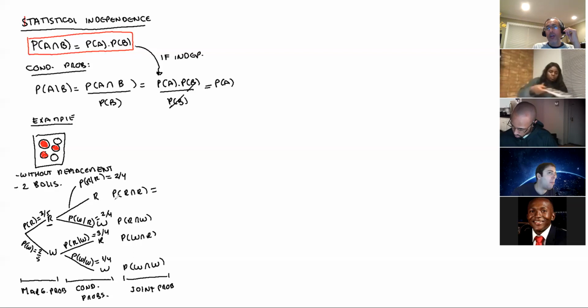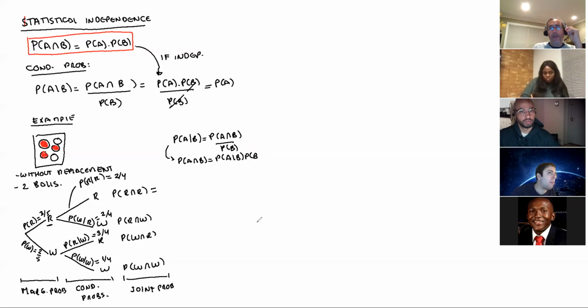So how do I compute P of RR? Remember, in general, guys, the probability of A given B equals the probability of A intersection B divided by the probability of B, correct? So from here, the probability of A intersection B equals the conditional times the marginal. Simply an application of the formula, guys. So this one here is going to be equal to 3/5 that multiplies 2/4. This is going to be 3/5 that multiplies exactly 2/4.